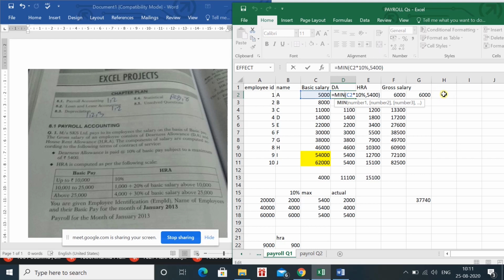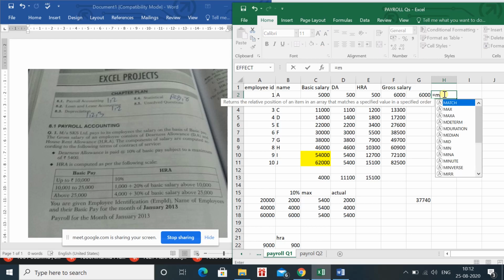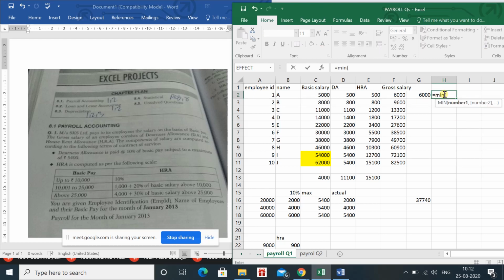I can write here also for you. So if I want to apply the formula for DA, minimum bracket open, minimum of what? Basic salary multiplied by 10% हमें करना है. You can use the percentage or 0.10 you can say. So multiply मैंने कर दिया 0.10 comma 5400. So I want minimum of these two. So I entered the formula.